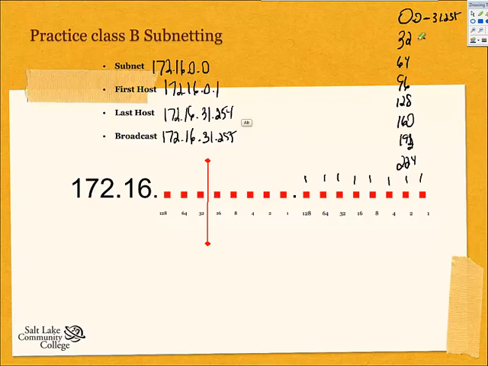31.255, and this one's going to be .32 to 63.255. See, once you have it down, it's the same with the Class C. Seems complicated at first, but once you answer the first few questions and you realize where that broadcast address is, it becomes very, very easy to answer the questions.